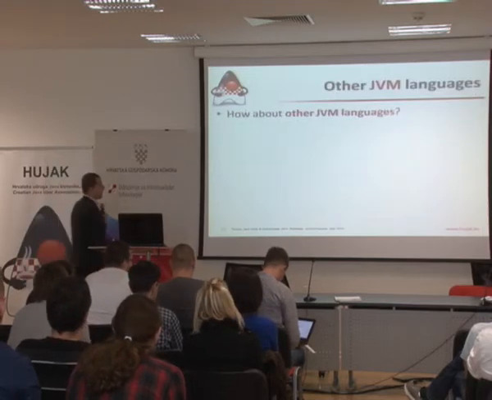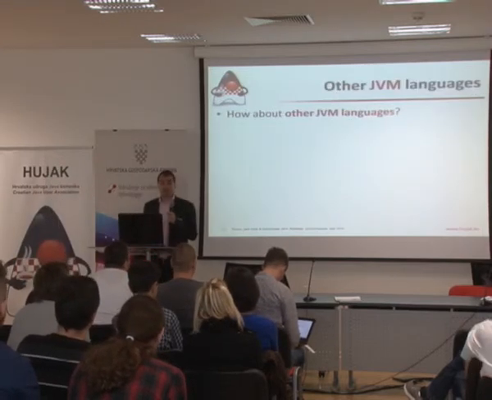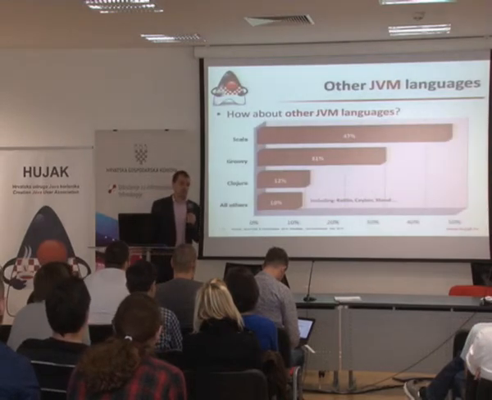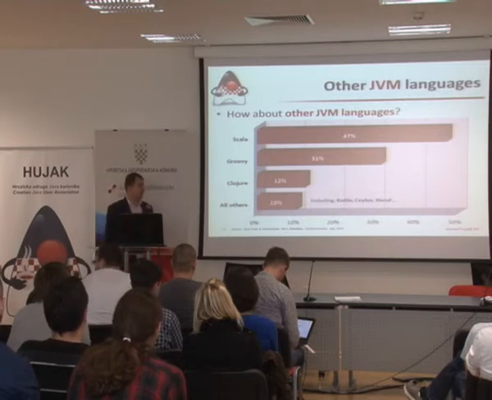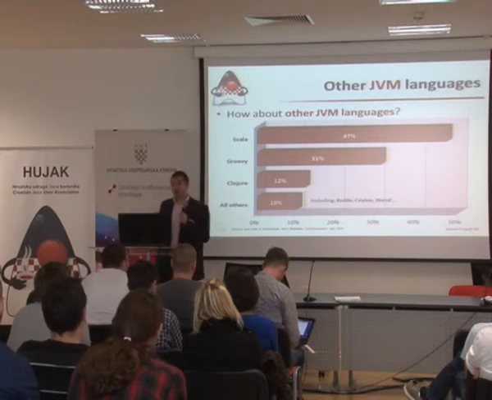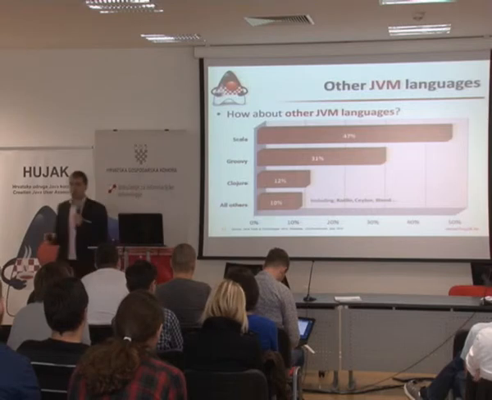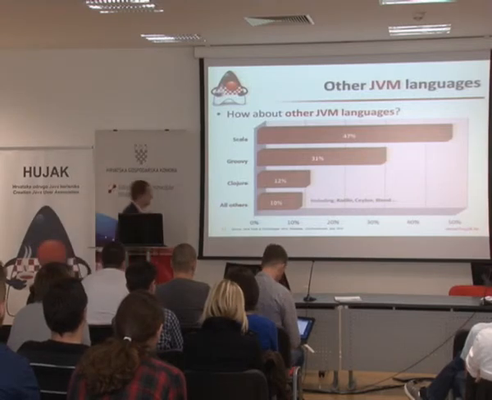Okay, so what other JVM languages are there? Well, we are interested not only in Scala, but also Groovy and Clojure, and all the others like Kotlin, Ceylon, and Xtend. So basically, all those things are good to know right now or to learn in 2015.